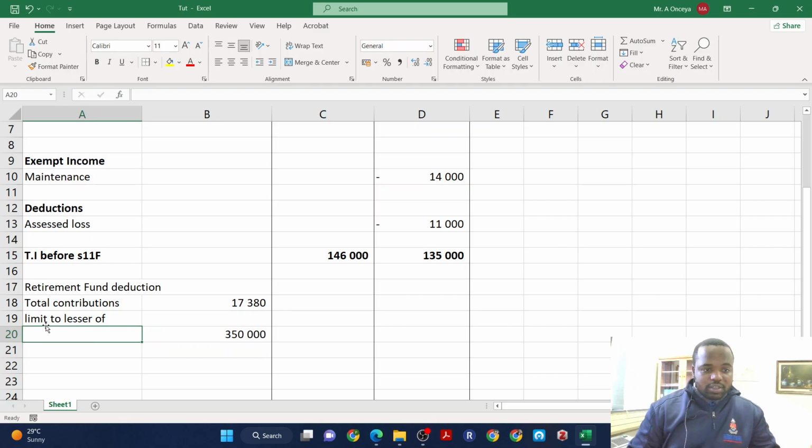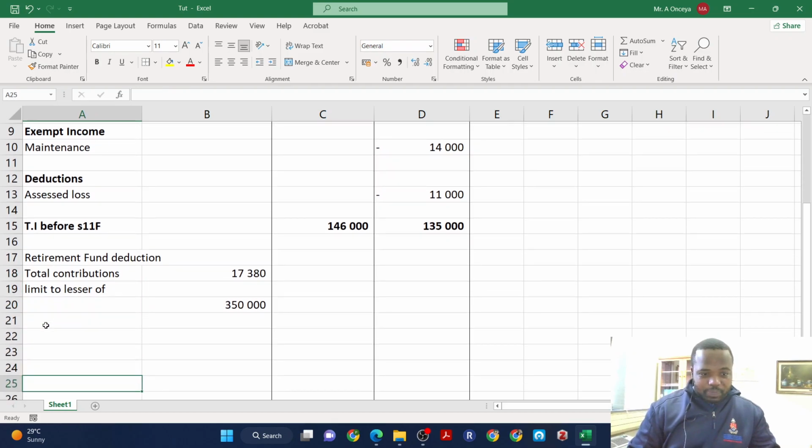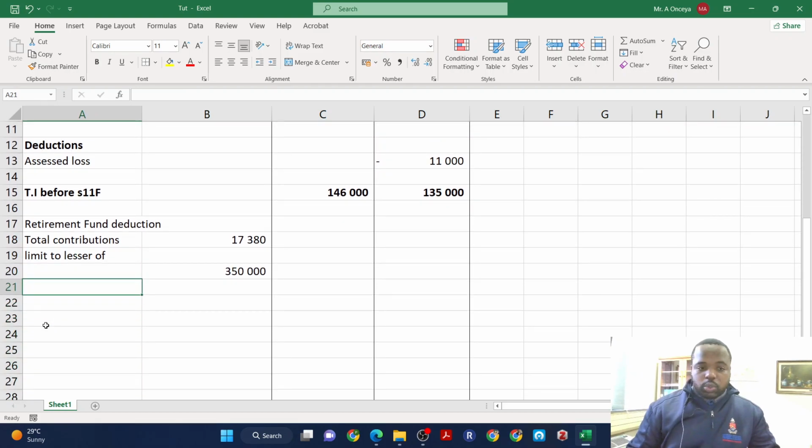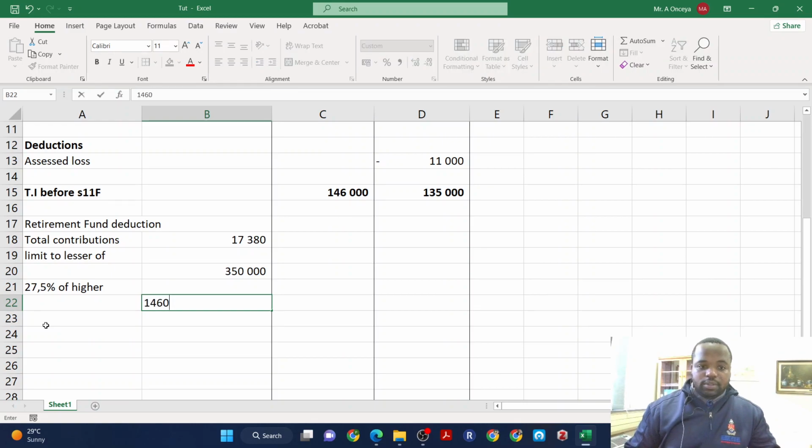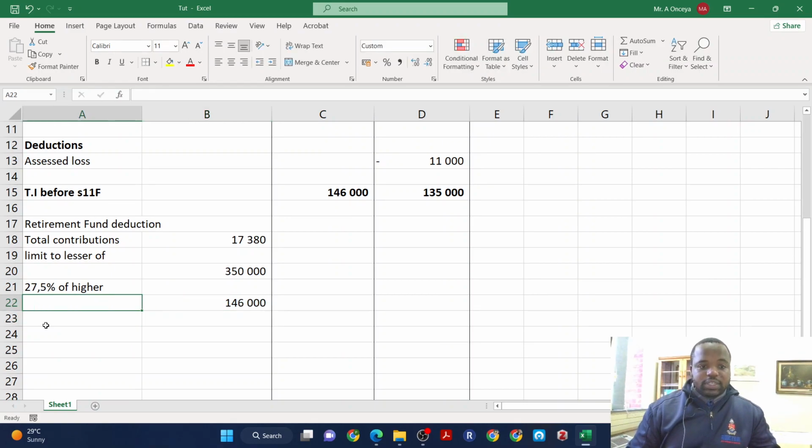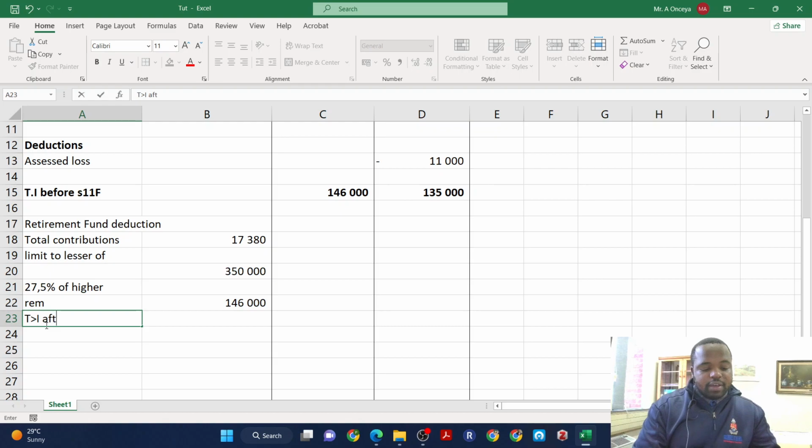One, 350,000 rands. And two, 27.5% of the higher between the remuneration of 146,000 rands, that's remuneration, and taxable income after CGT.